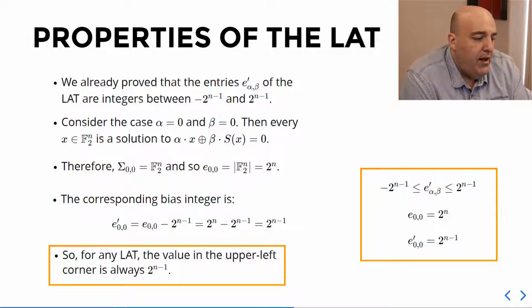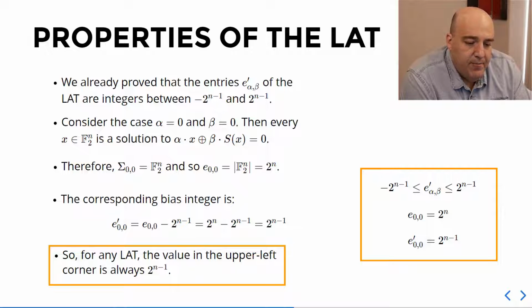And how do we get our bias integer? Well, E prime 0,0, by definition, is E 0,0 minus 2^(n−1). So we encounter, again, that quantity 2^n minus 2^(n−1), which is 2^(n−1). So we've just proven that for any LAT, the value in the upper left corner is always 2^(n−1).